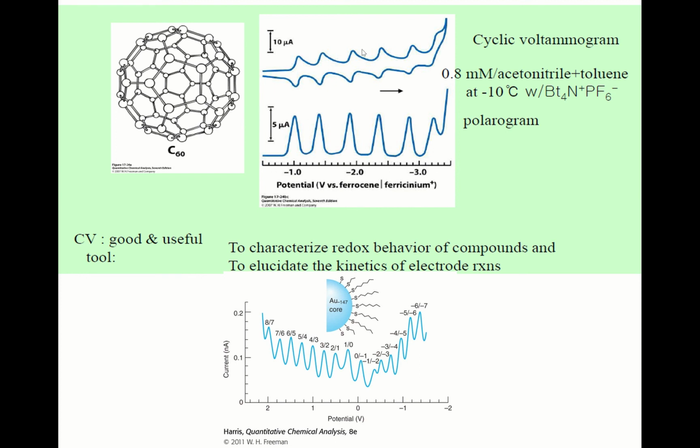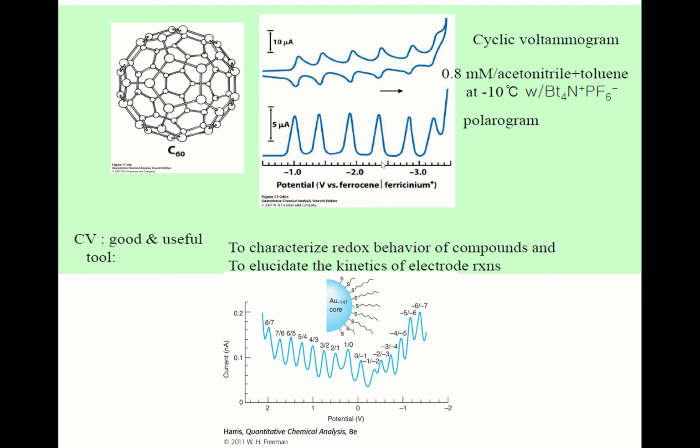Let's look at this cyclic voltammogram here. 1 2 3 4 5 6, and then returning. And also the injected electrons are removed from this molecule sequentially. 1 2 3 4 5 6. Wow, this is amazing. All right. So this electrochemical property of this molecule is very easily studied by cyclic voltammetry.